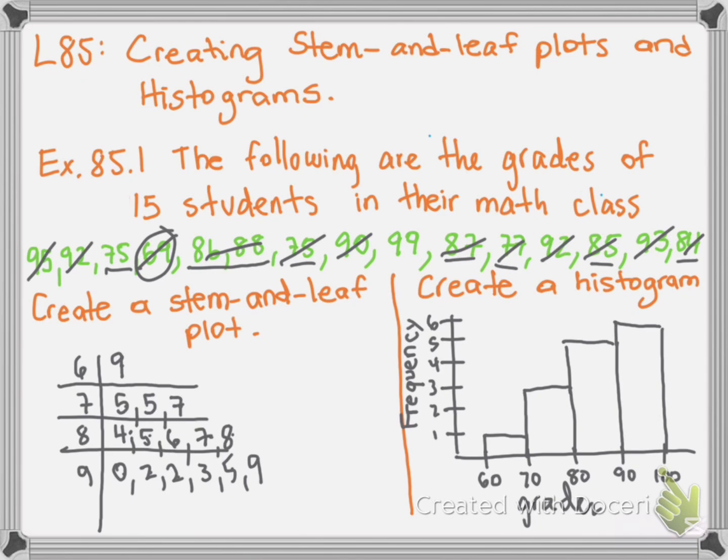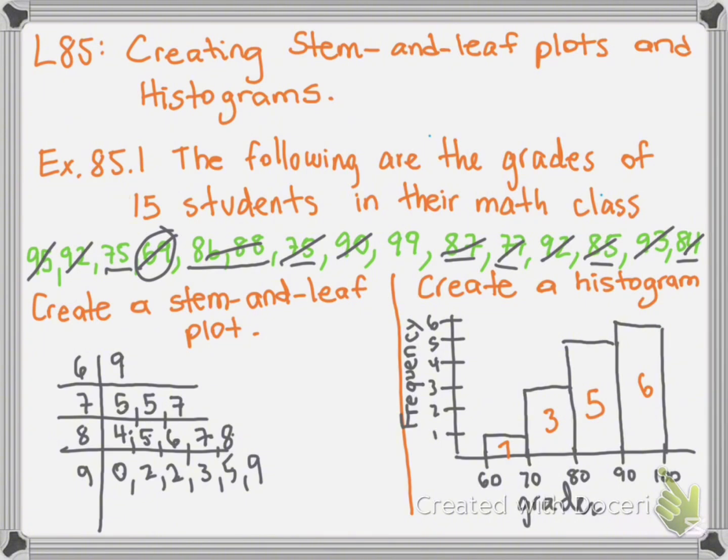And that's it. If we were to put how many of each do we have, 1 60, we have 3 70s, we have 5 80s, and we have 6 90s. And those are the 15 grades that we have. So notice that it's very easy to see which one is the one that we have the most. For example, we see that we have more higher grades than lower grades. So we have more 90s than 60s, for example.